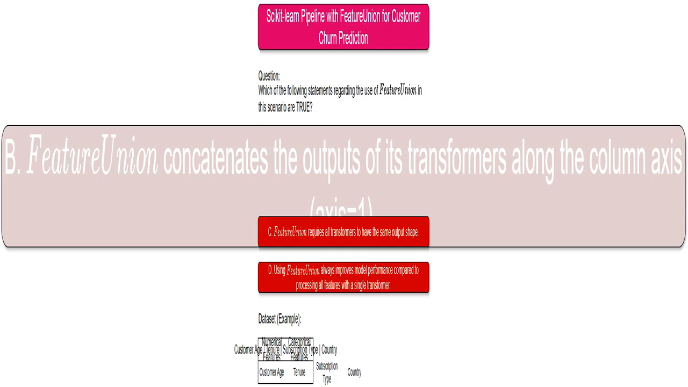Statement B checks our understanding of how FeatureUnion combines the results of multiple pre-processing steps. It's like merging different data columns into a single, broader dataset.